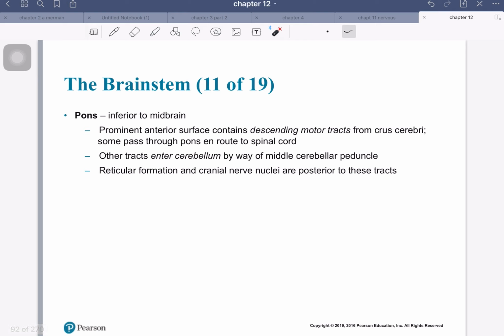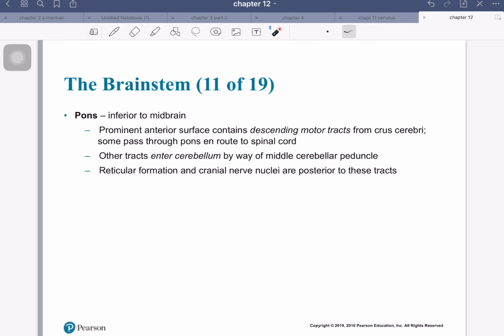Now as we get down to the pons, the prominent anterior surface contains these descending motor tracts from the crus cerebri, and some pass through the pons on the way to the spinal cord. So the pons, once again, stuff's moving through it. Other tracts enter the cerebellum from here by way of the middle cerebellar peduncles.